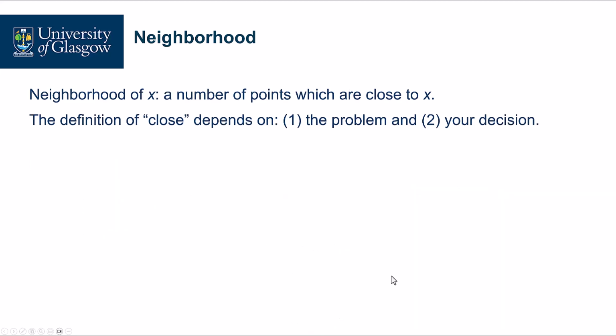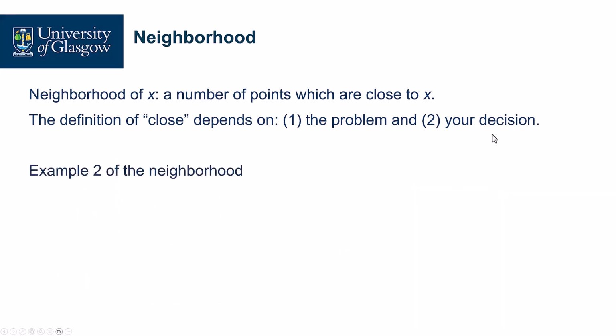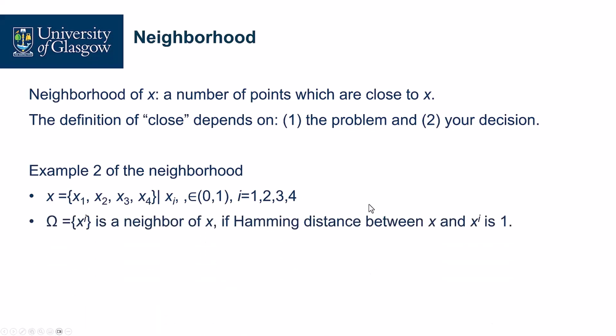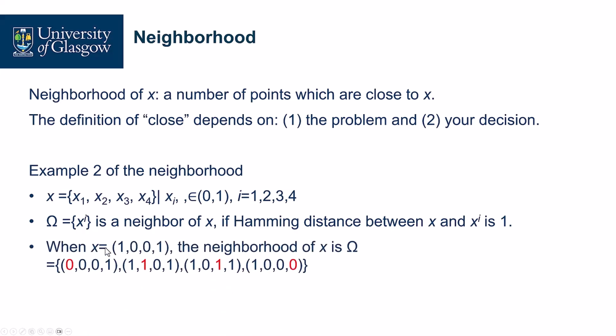Another neighborhood this time is not two-dimensional real data. We become binary data, 0 or 1. Let's say we have 4 bits, x1, x2, x3, x4. Each of them is either a 0 or a 1. Now we will define such a neighborhood. How to define it? We can say the Hamming distance between x and x_i is 1. So let's say if x is (1, 0, 0, 1), then what is the neighborhood?